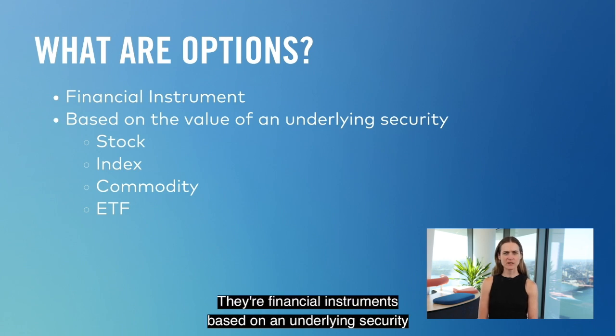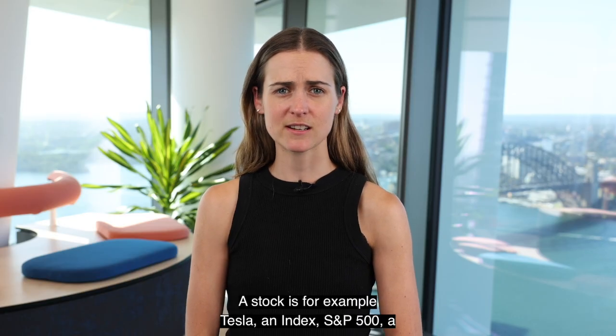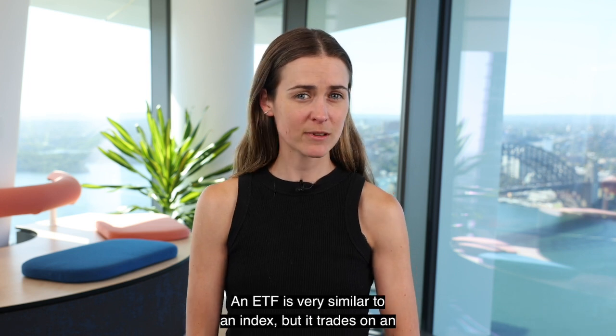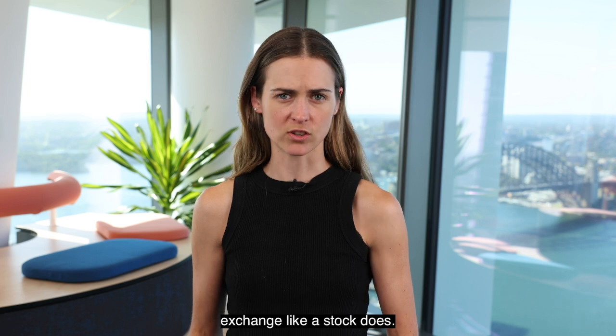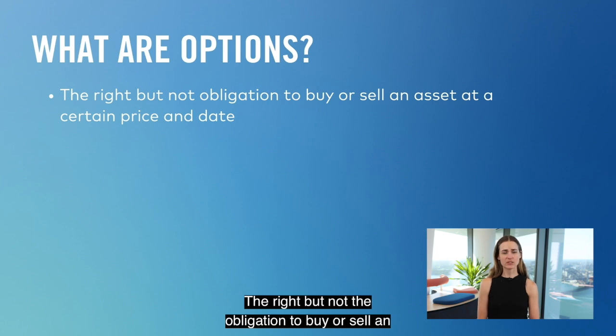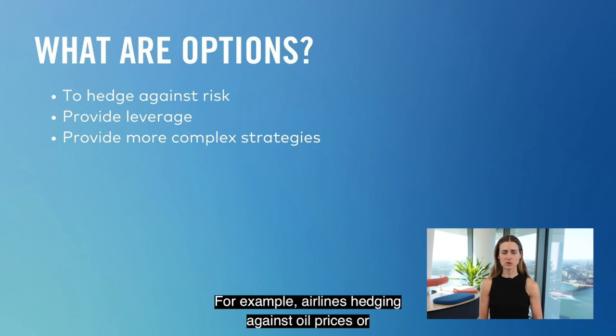So, what are options? They're a financial instrument based on an underlying security like a stock, an index, a commodity, or an ETF. A stock is, for example, Tesla, an index, S&P 500, a commodity is gold. An ETF is very similar to an index, but it trades on an exchange like a stock does, so it's much more accessible to you and me. What are options? The right, but not the obligation, to buy or sell an underlying asset at a certain price and date. Why would anyone ever trade options? To hedge against risk. For example, airlines hedging against oil prices or McDonald's hedging against beef prices, and to provide leverage and more complex strategies.